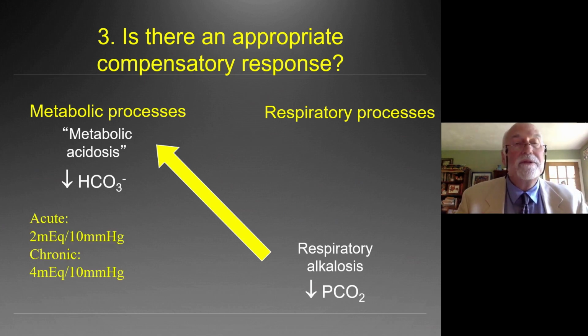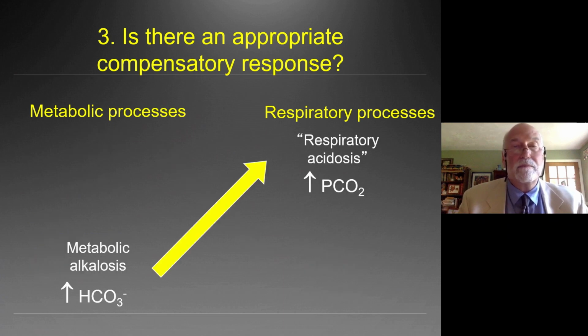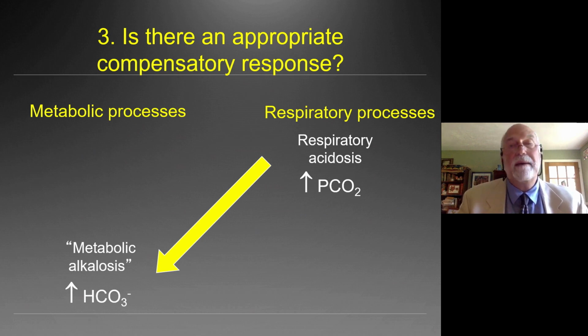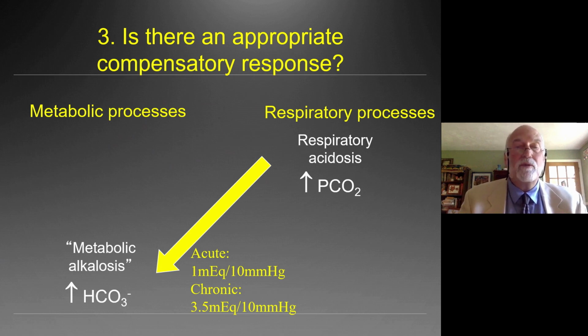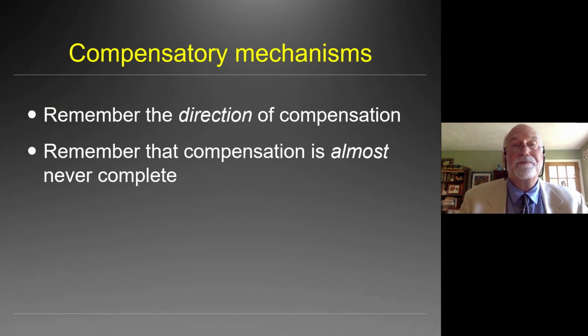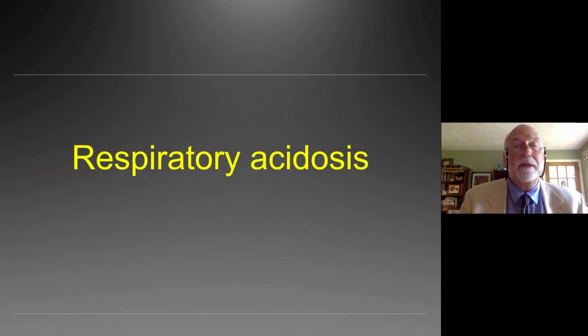Here are the rules of thumb. Again, these can be looked up when interpreting a gas. Those of us that do a lot of this will remember them, but I don't think you're expected to remember them for the purposes of the boards. And again, if the primary process is a metabolic alkalosis, you'd expect a respiratory acidosis. Here's the rule of thumb for that compensation. And again, the opposite primary process leading to the appropriate compensation. And there's the rule of thumb for that correction. Okay, so remember the direction of compensation, that it's almost never complete.